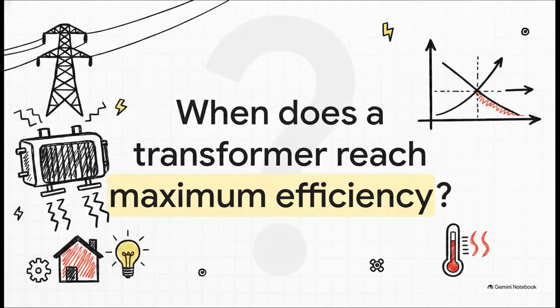So let's set the stage with a big question. At what exact mathematical point does a transformer actually reach its peak efficiency? We all know transformers are the absolute backbone of the grid, stepping voltage up and down. But they aren't perfect, right? They lose some energy as heat along the way. So how do we operate them in that perfect sweet spot where energy waste drops to a minimum? Well, today, we are going to logically deduce the answer to that exact question, step by step.